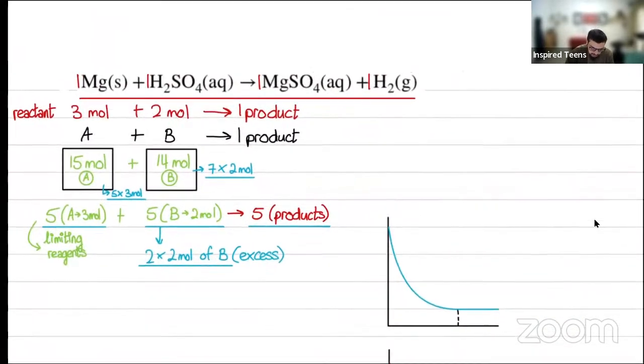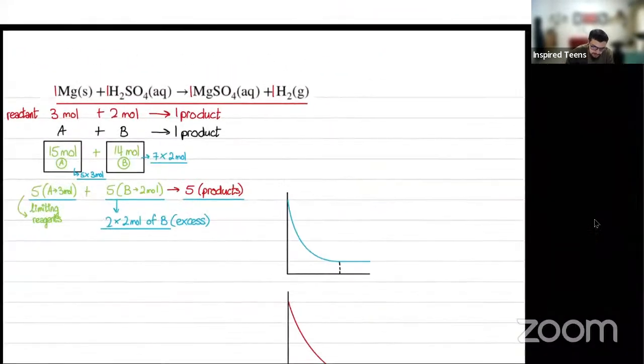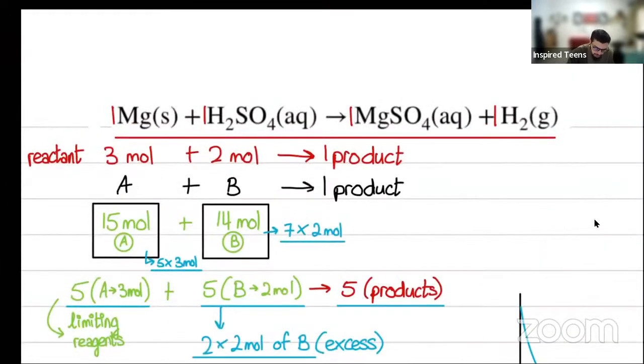That's how you should remember it. One is going to finish completely, and one you have extra of. Let's just say, for instance, even if we had a 1-to-1 molar ratio, 1 mole of Mg has to react with 1 mole of H2SO4. If I have 7 moles of Mg and I want to react it with 5 moles of H2SO4, remember this is a 1-to-1 ratio.